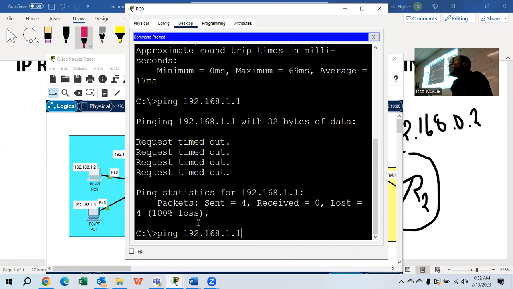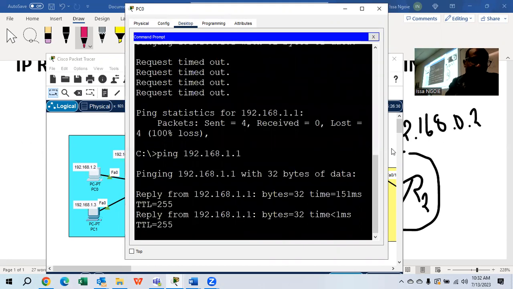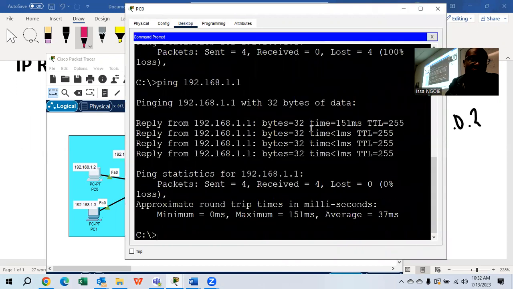So for every lab that you are doing, don't rush to finish. For every step, you try to use the show commands, you try to ping, because it's opening your intelligence. Okay. Now we can see that my computer can talk to the default gateway.